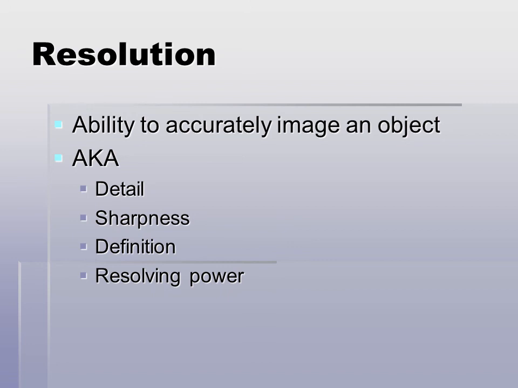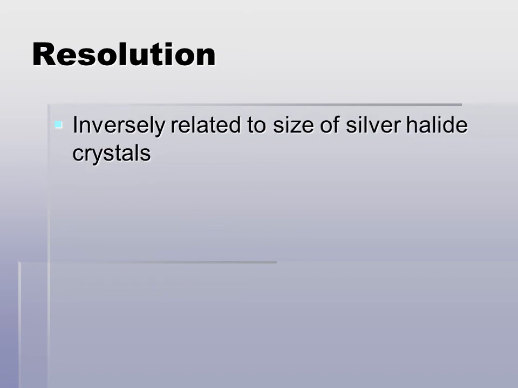It's measured by the ability to see line pairs, or line pairs per millimeter. It's inversely related to size of the silver halide crystals. The smaller the crystal, the greater the resolution. Smaller crystals will darken small areas and large areas. Think of silver halide, sometimes called grains or graininess, which is poor resolution.